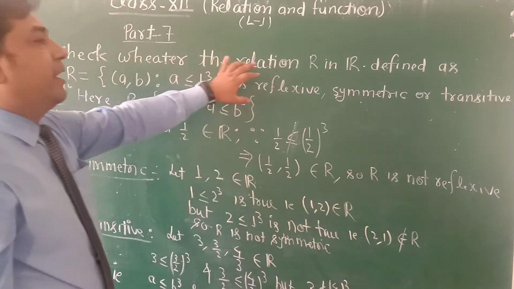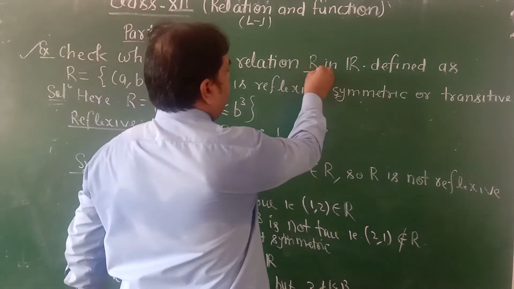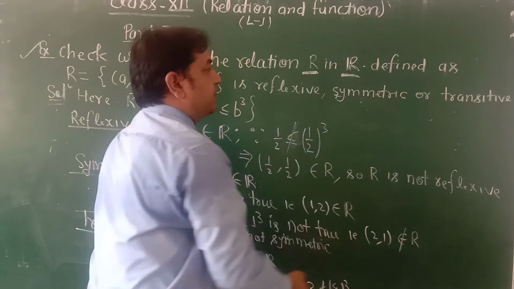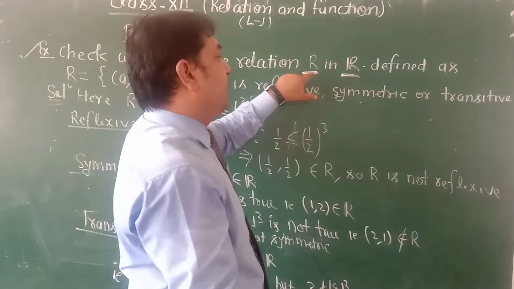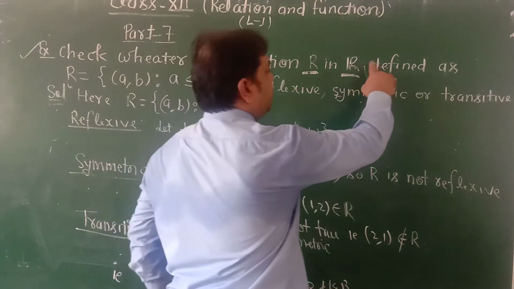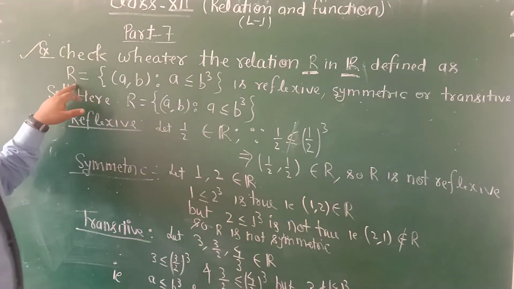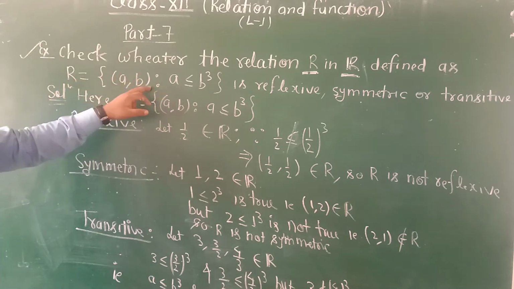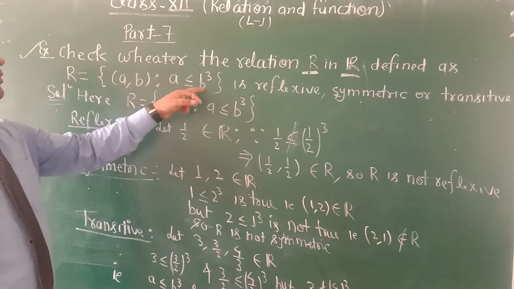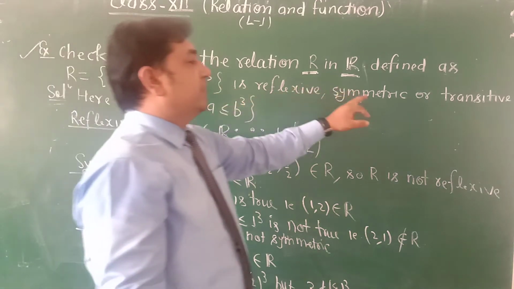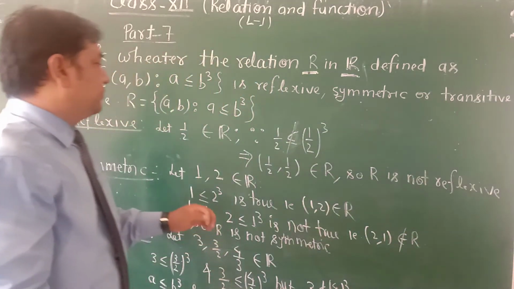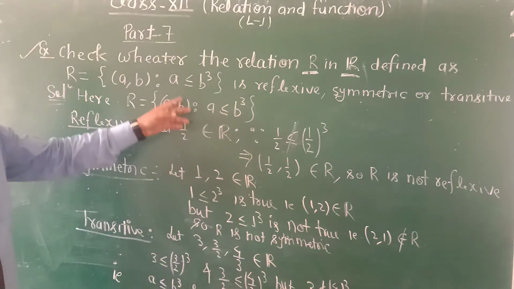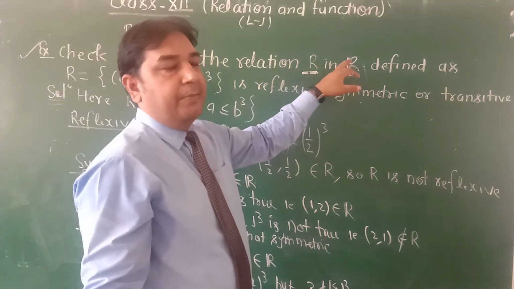Check whether the relation R in the set of real numbers, defined as R equal to (a, b) such that a is less than or equal to b cube, is reflexive, symmetric or transitive. It is given that R equals (a, b) such that a is less than or equal to b cube, where a and b are elements of the set of real numbers.